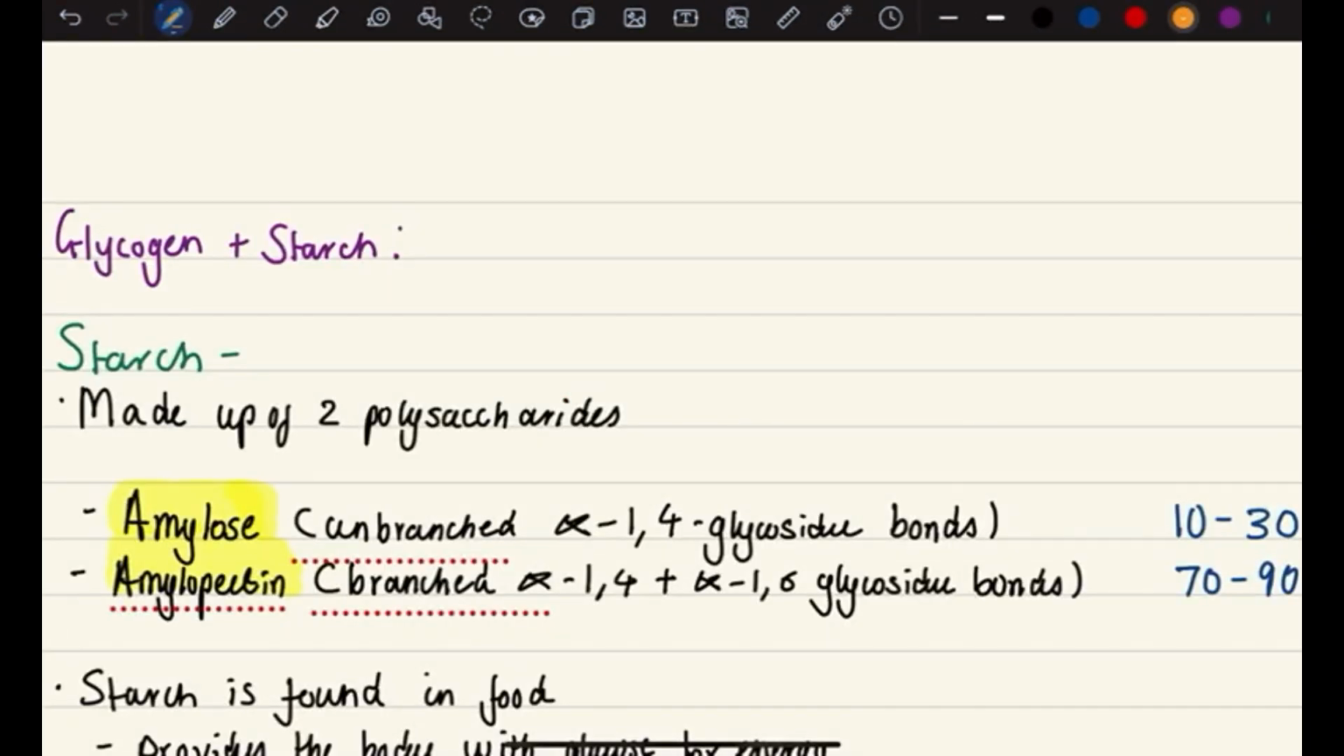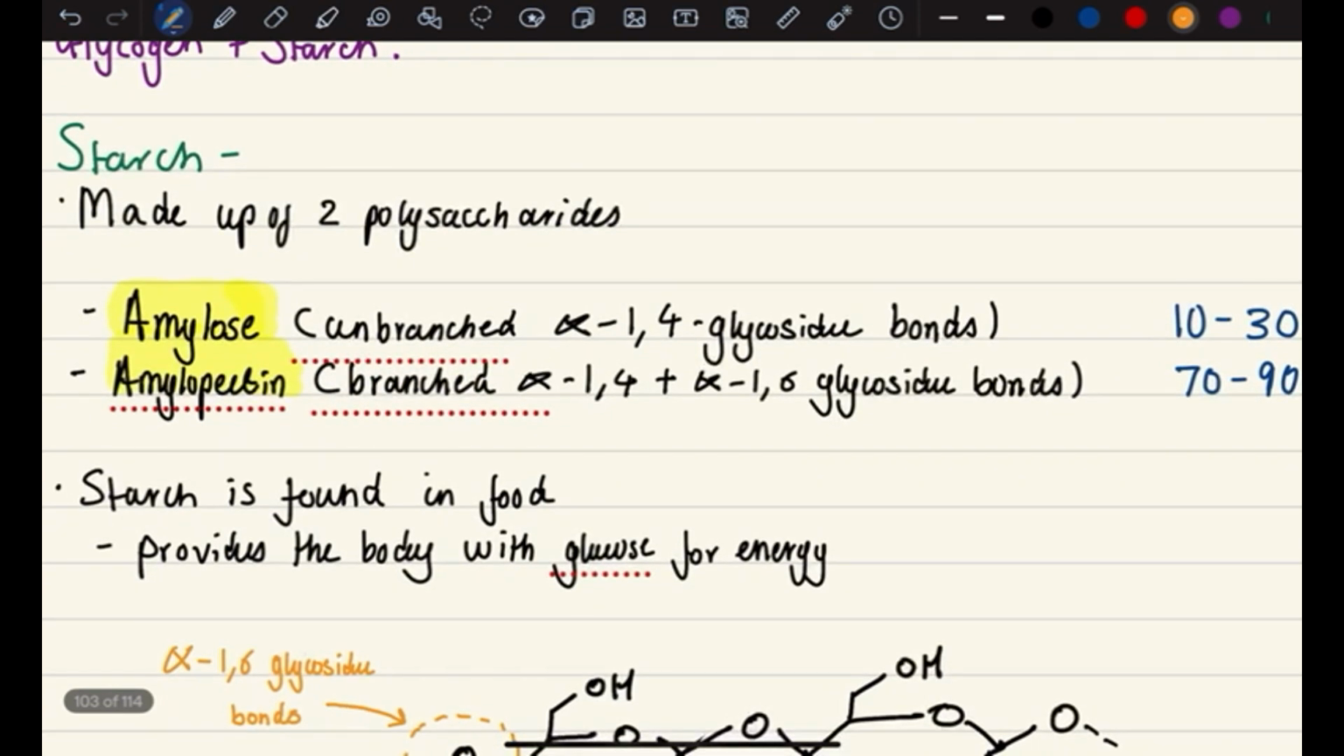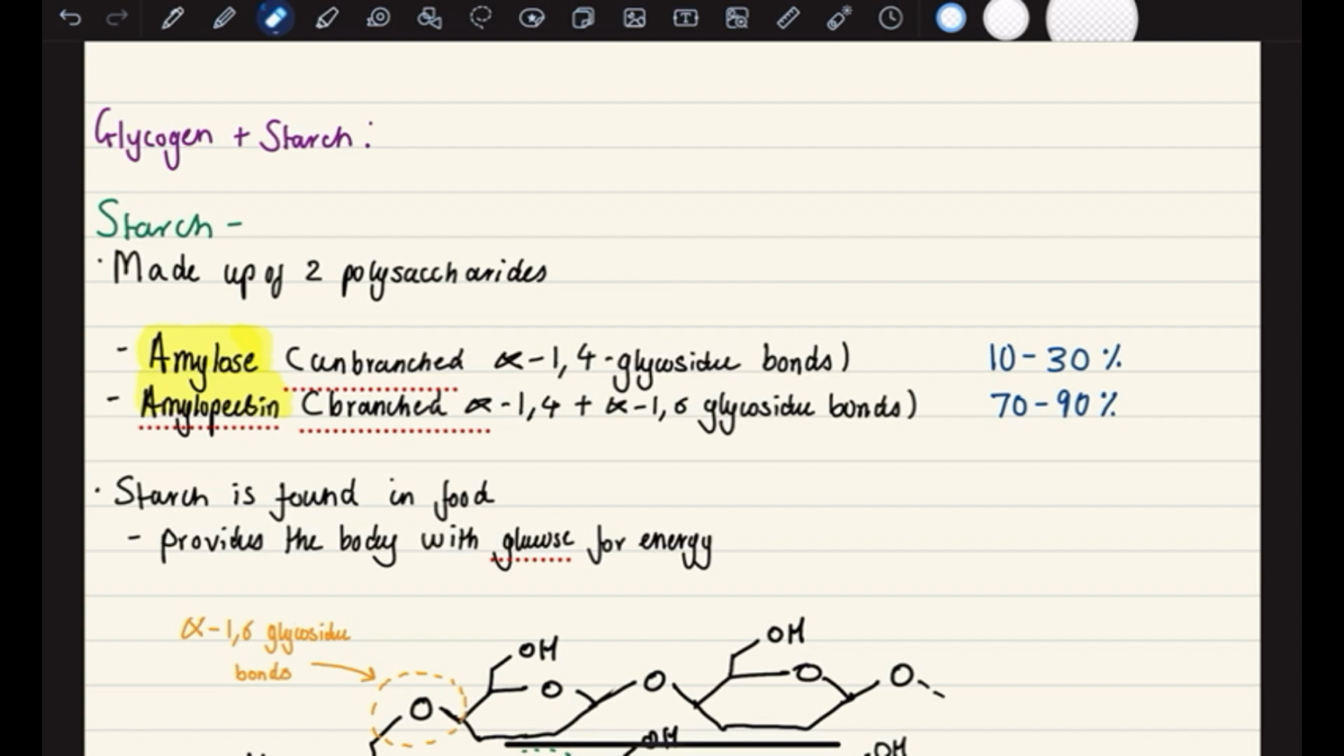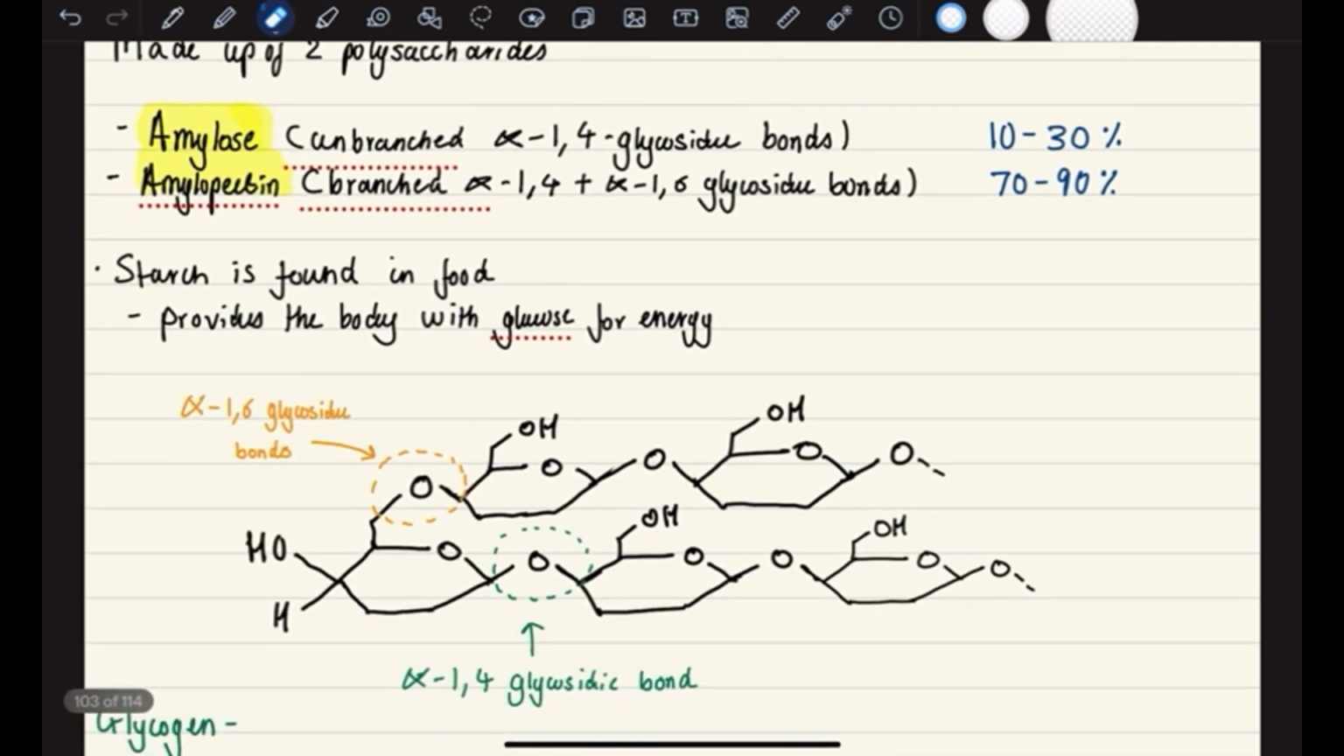Okay, so like I said, we want to go on a deep dive of these different sugars, right? So starch, made up of 2 polysaccharides, amylose and amylopectin. Guys, it's so important that you know that starch is made up of 2 different polysaccharides, but then also that you know some features of those polysaccharides. So, amylose is unbranched, only has alpha-1,4 glycosidic bonds. We're going to explain that in a second. Amylopectin is branched, has alpha-1,4 and alpha-1,6 glycosidic bonds. And in terms of the composition, about 10 to 30% is going to be amylose, while 70 to 90% is going to be amylopectin. Just a nice fact to know, not too important.